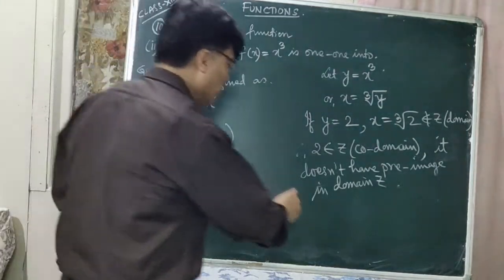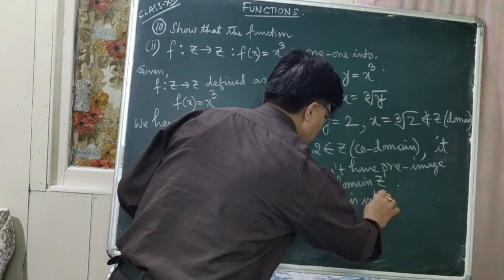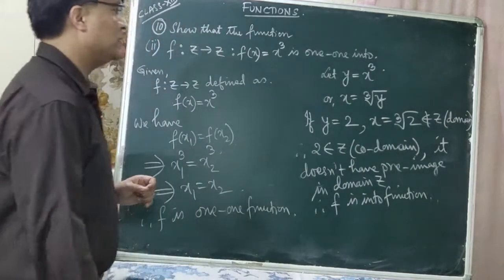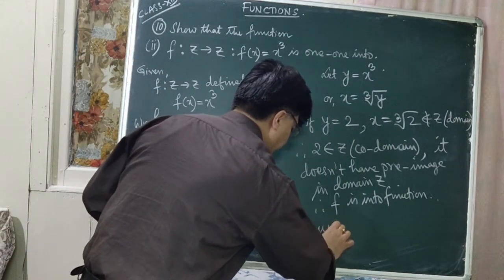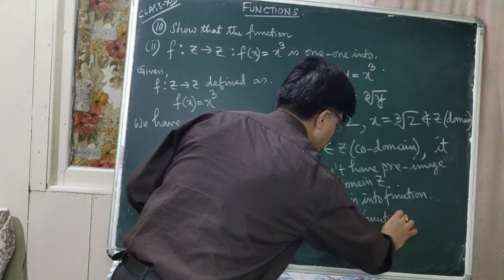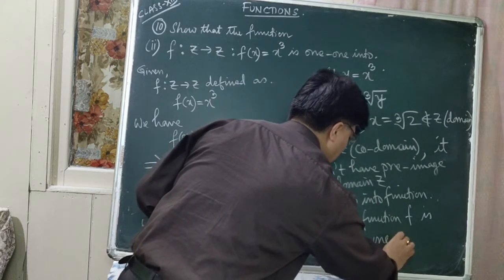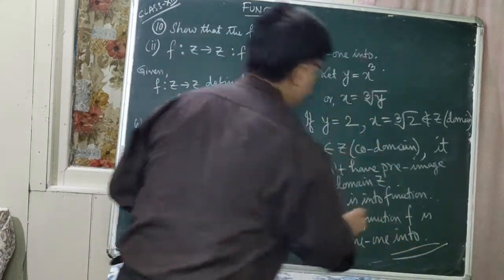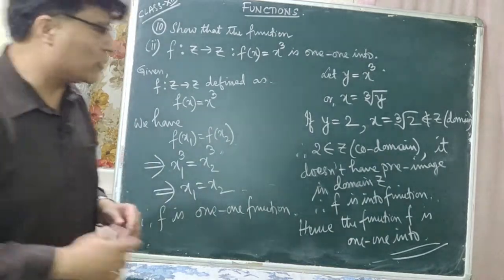So that means therefore f is into function. Hence the given function, that is f, is 1-1 into. So it is proved. So I think you've understood it. So you can copy it. Now we'll do the next question.